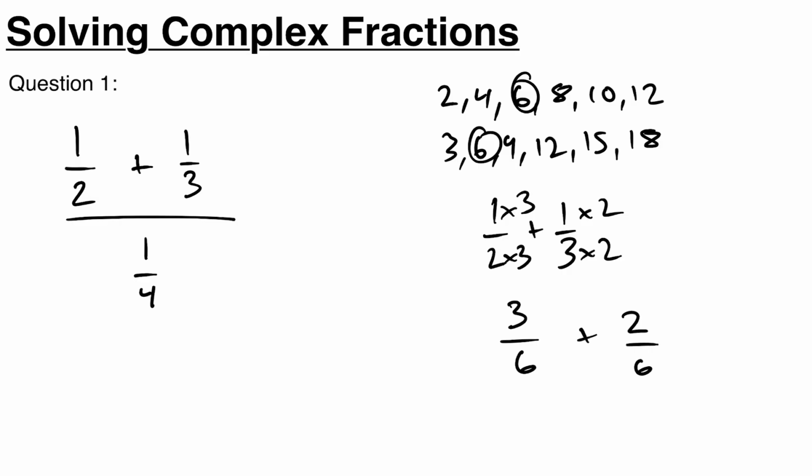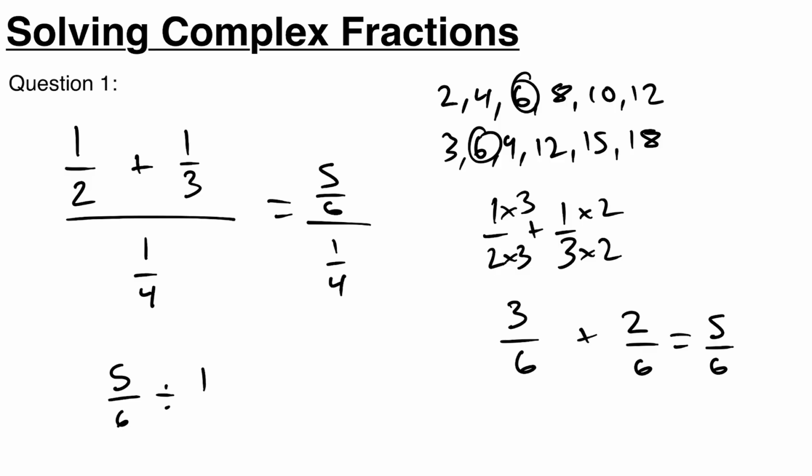So now that we have a common denominator, we can just add the numerators. 3 plus 2 is equal to 5 over 6, and that's going to be our numerator. So our new numerator is going to be 5 over 6, and then our denominator is going to stay the same as 1 over 4. And now 5 over 6 over 1 over 4 is just a division statement. So we can write that as 5 over 6 divided by 1 over 4.